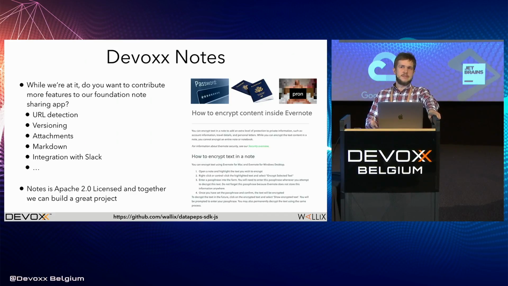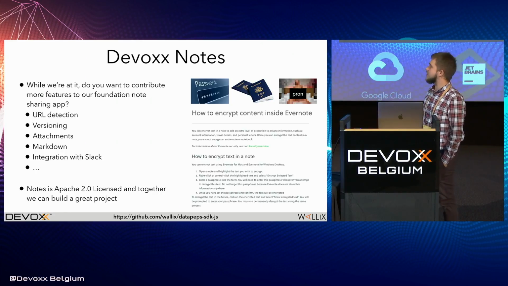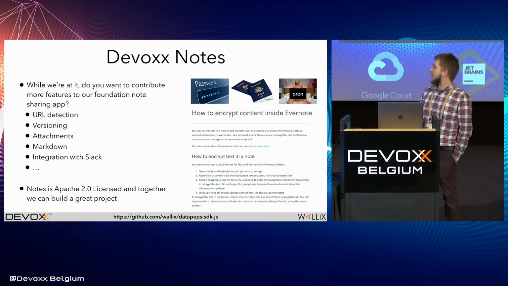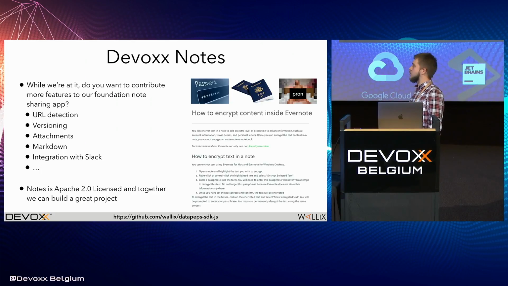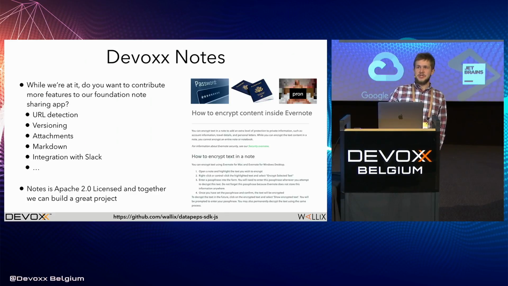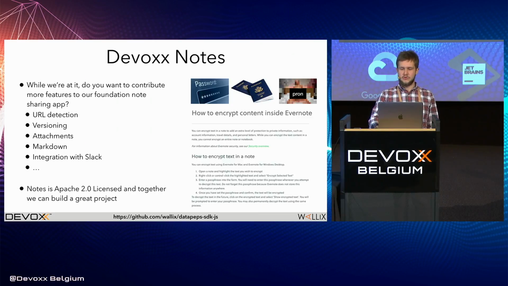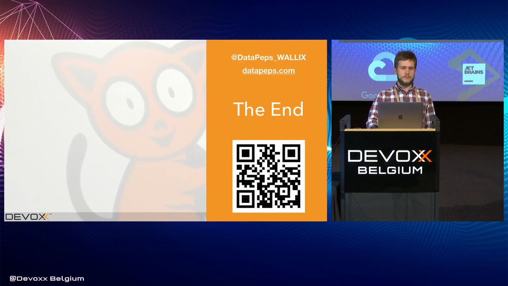What we propose is that we, as a community, can create a Devoxx Note application by adding a bunch of stuff like URL detection, versioning control, attachments, Markdown, or integration with Slack. We can modify this basic application that we have presented to make something great, to make something interesting together. So that is the proposal we have for you.